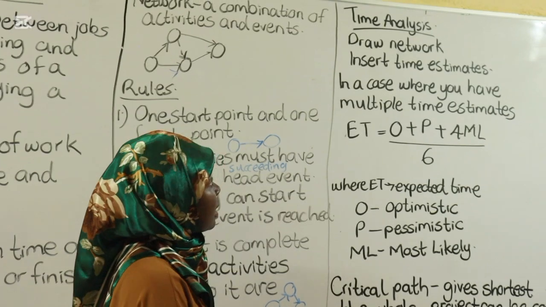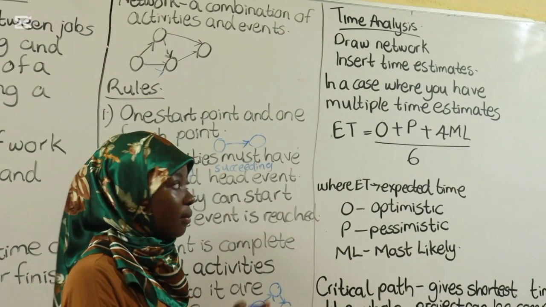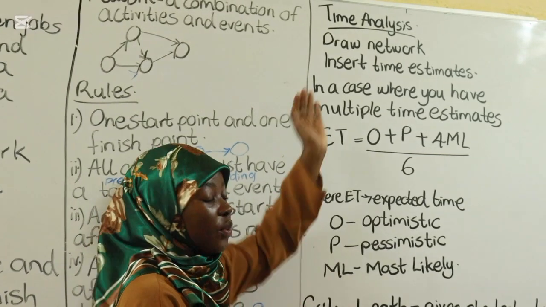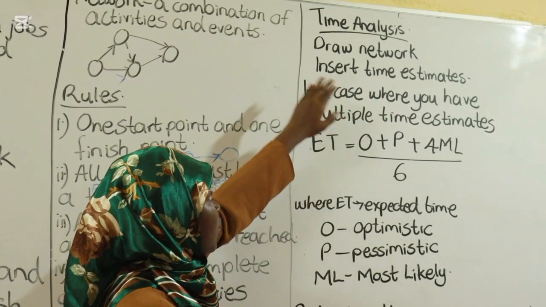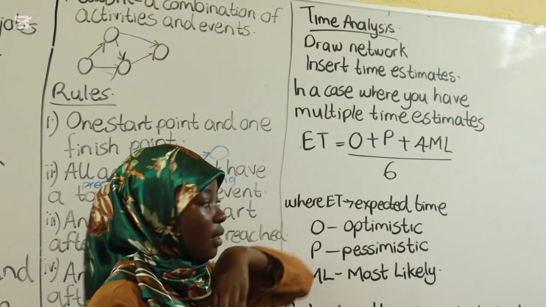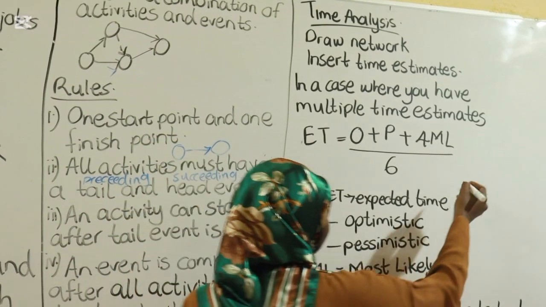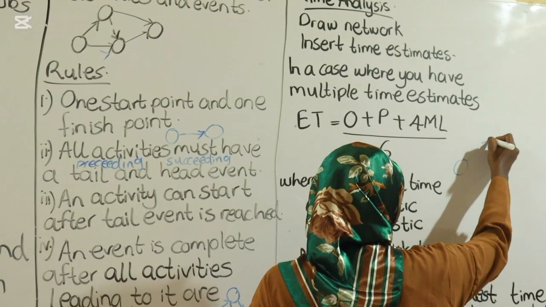So we come here to time analysis. For this time analysis, first you should draw the network. And we say the network is a combination of events and activities. You draw the network, and then you insert the time estimates. So take for example, you've drawn your network.